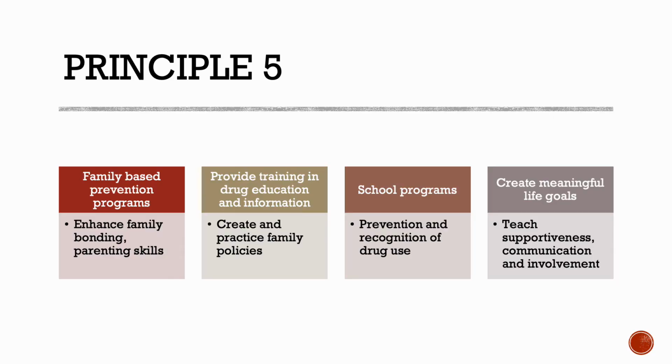In Principle 5, we learn that it's important to include family-based prevention programs. These will enhance family bonding and parenting skills by developing family policies. A family-based prevention program should allow families the opportunity to practice these family policies. In addition, they must include training in drug education and information, teach supportiveness amongst family members, how to communicate, and teach parental involvement.